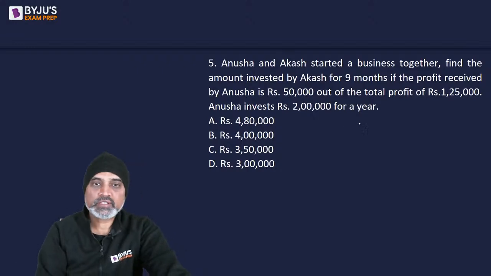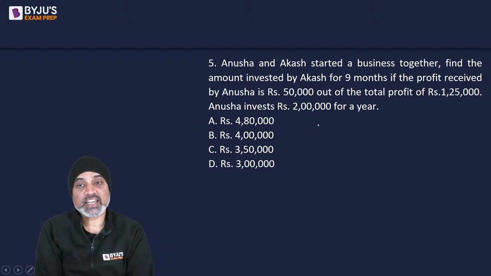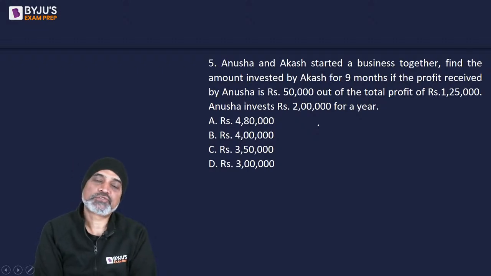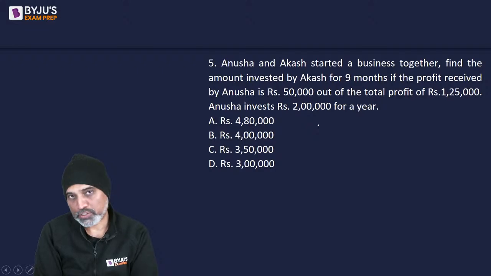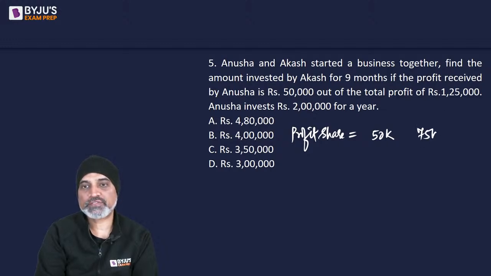Let's look at the next question. Anusha and Akash started a business together. Find the amount invested by Akash for 9 months if the profit received by Anusha is 50,000 out of a total profit of 1,25,000. Anusha invests rupees 2 lakh for a year. So this is a question about profit sharing. So if I look at the profit sharing, Anusha got 50,000 out of 125,000. So the remaining 75,000 was borne by Akash, right? So Anusha received 50,000 and Akash received 75,000.